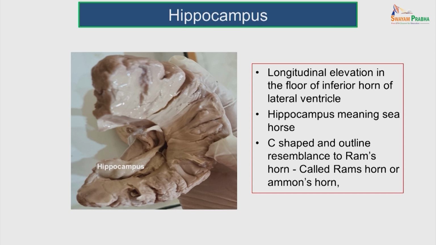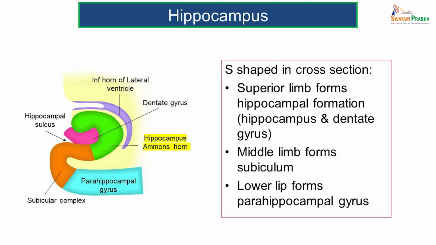So, this is a C-shaped hippocampus, and when you take the cross section, it is S-shaped, where the superior limb is formed by the hippocampal formation, the middle limb is by the subicular complex and the lower limb is by the parahippocampal gyrus. So, in the cross section, the hippocampus looks like an S-shape.